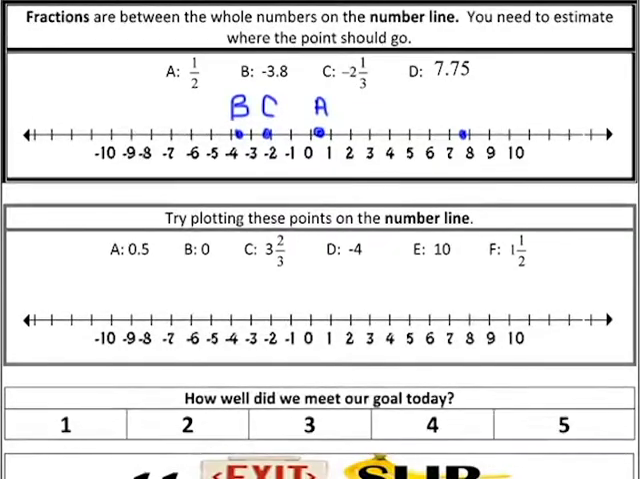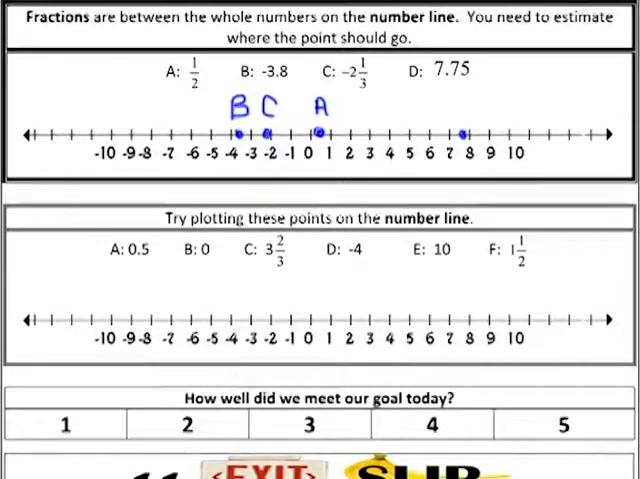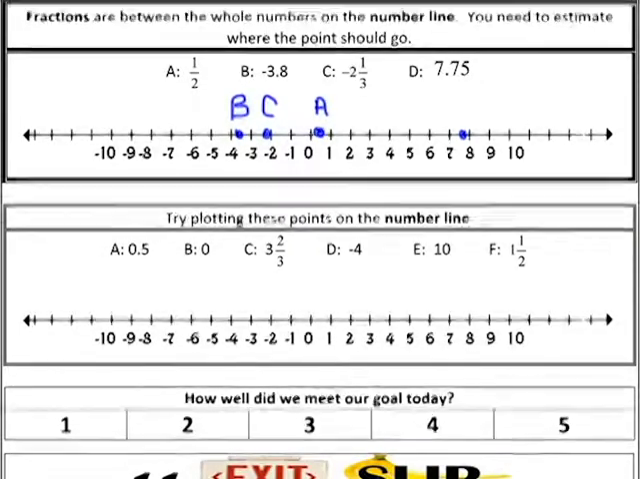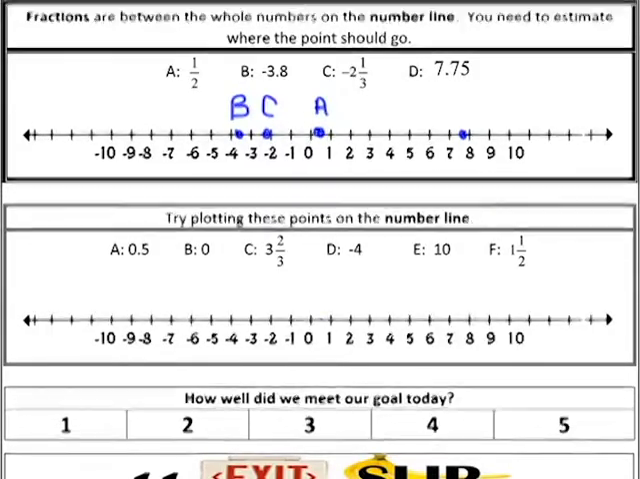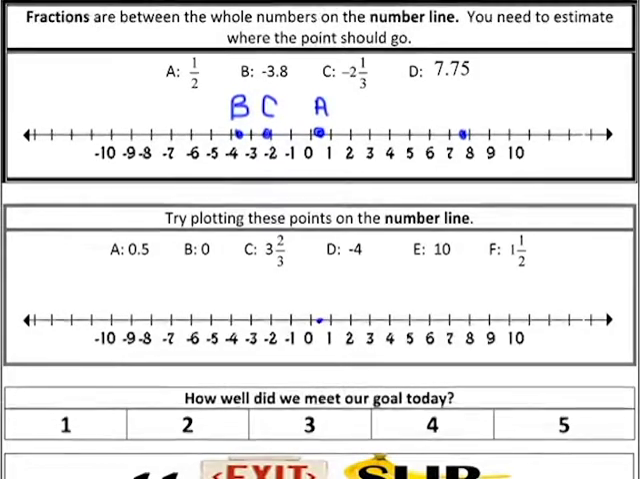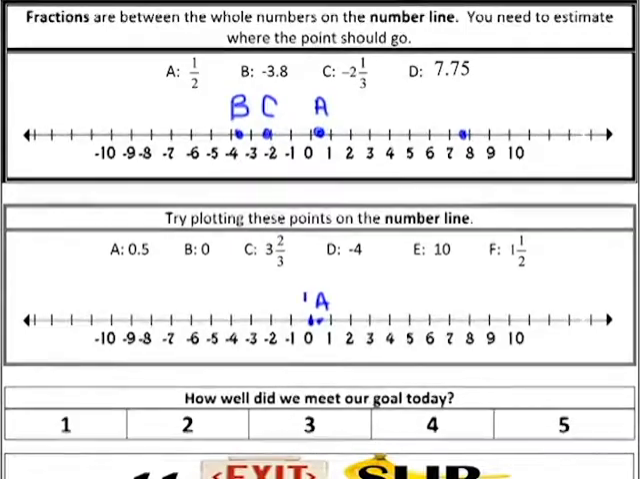All right, go ahead and try the next 6 problems on your own. I'll pause and we'll come back. Welcome back. 0.5 is exactly halfway between 0 and 1. 0, nice and simple, right on 0. That's our neutral friend there.